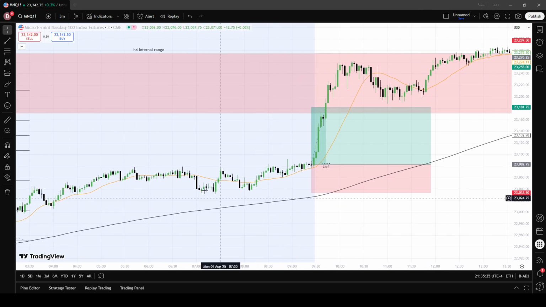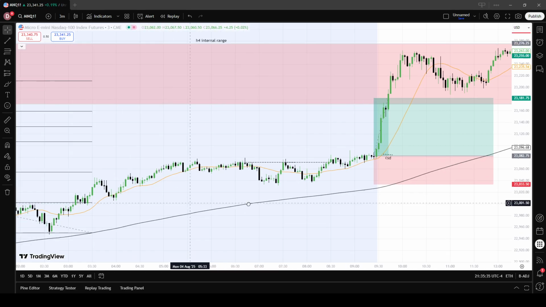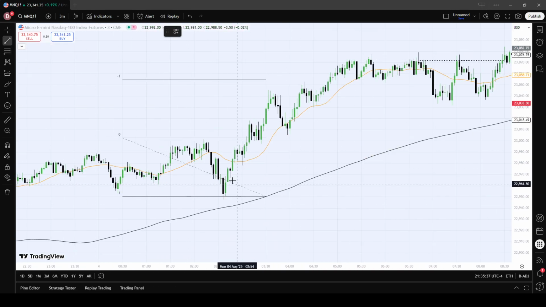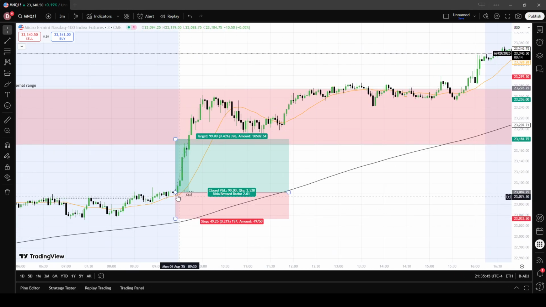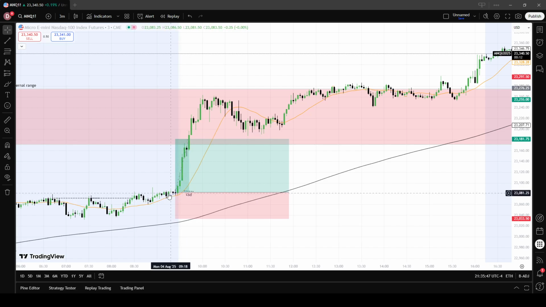So another CISD would be like, you see this down close candle, once we close above it, we get the CISD. Same thing, like this last down close candle, if we close above it, same thing right here, CISD, or this one, whatever, okay? So my entry right here was this down close candle. As soon as we close past it, I entered, okay?